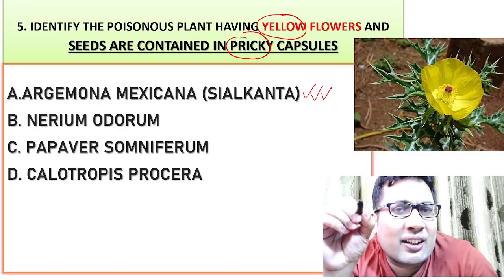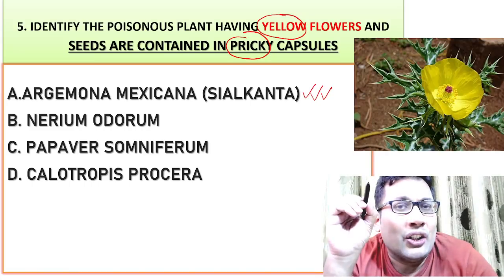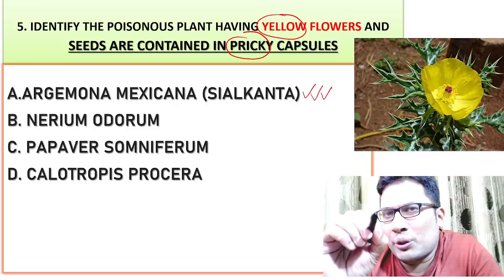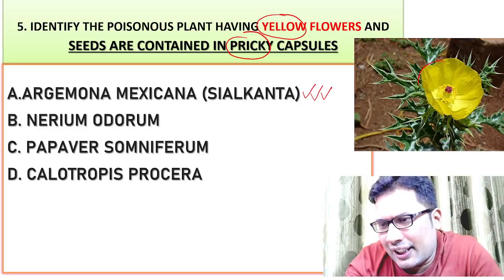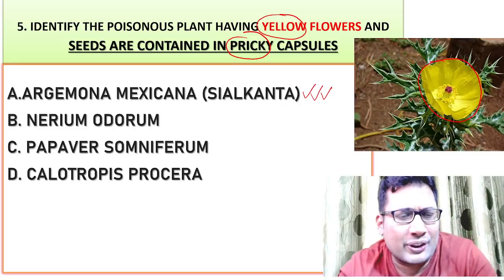The seeds are mixed with mustard oil, so this is during adulteration of the oil. So the answer for this question is Argemone mexicana, no doubt. Same picture, I think it was asked in the exam. Now let's see the other options.